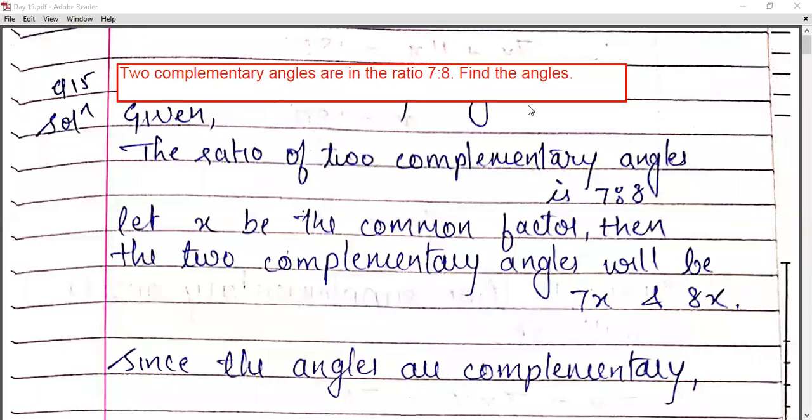Welcome learners. In this video, we will continue exercise 7.1 of lines and angles from Holy Faith International Publications Absolute Mathematics for class 7th. Question number 15 is, two complementary angles are in the ratio 7:8. So we have been given the ratio of two complementary angles as 7:8. Let x be the common factor, then the two complementary angles will become 7x and 8x.